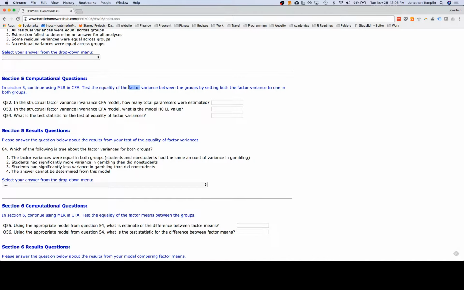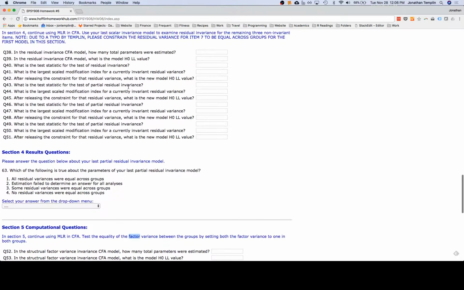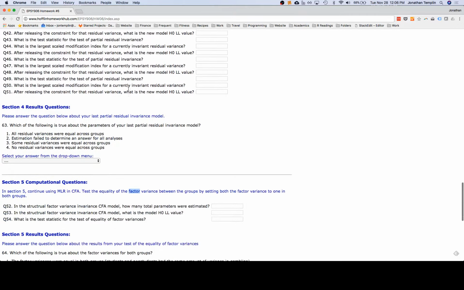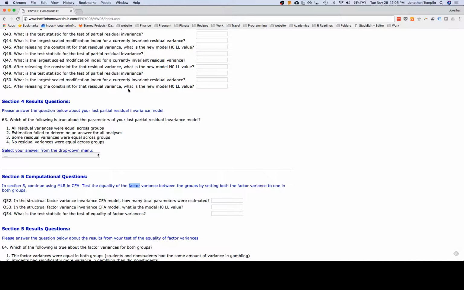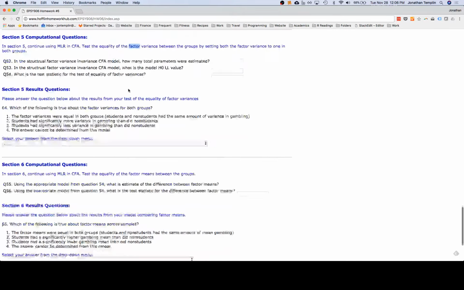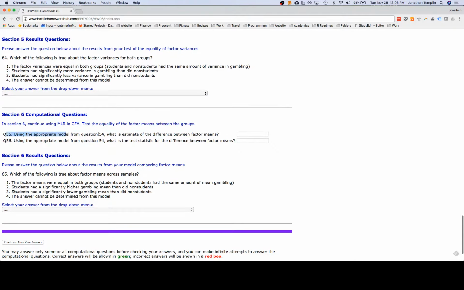In section 5, you took the model that you had with the residual variance before, and you constrained the variances to be equal across groups. Then you tested whether they were equal or not. Using the result of that, you can answer the next question with the model that you preferred. I think it's going to be the unequal variance model.